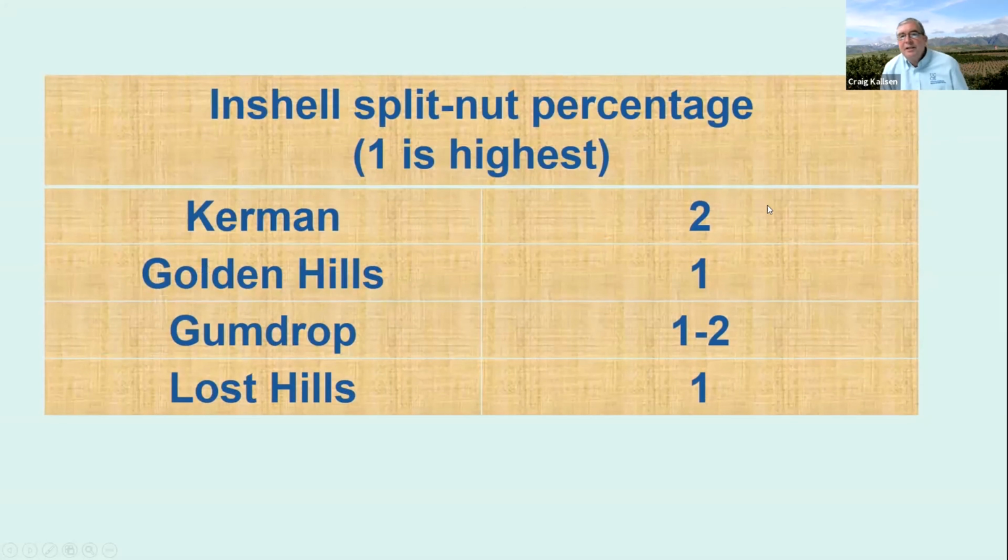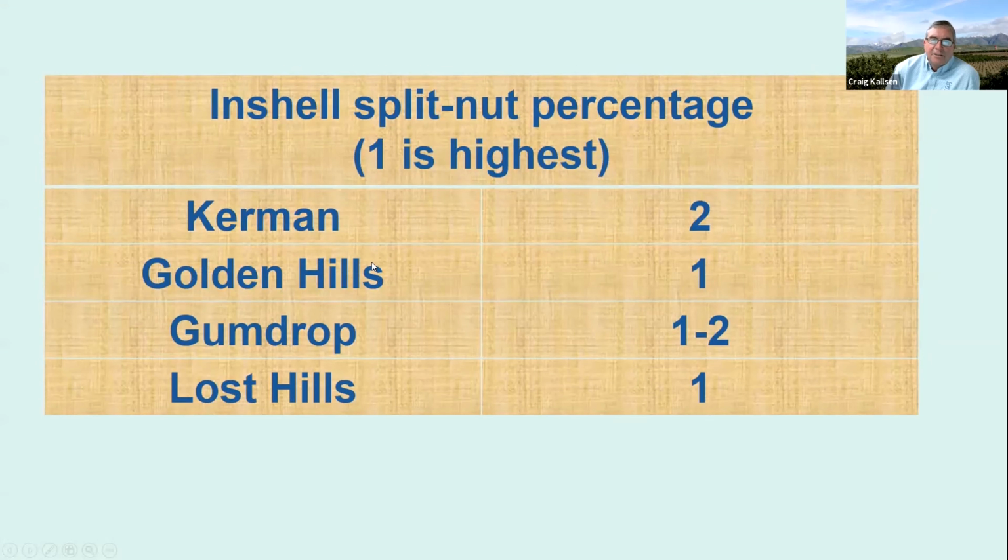In-shell split nut percentage, of course, if the shell of your pistachio splits and the kernel stays in there, you get paid for the weight of the shell. Otherwise, you don't. So in-shell split nut percentage is important. And Golden Hills, Lost Hills generally have the highest split percentage. Gumdrop varies with year. I'm not quite sure why. And Kerman usually follows.